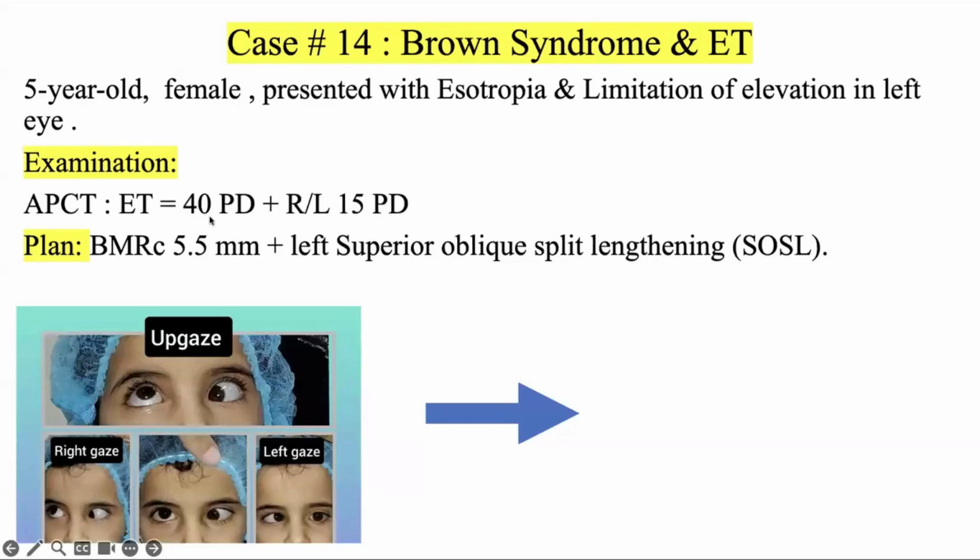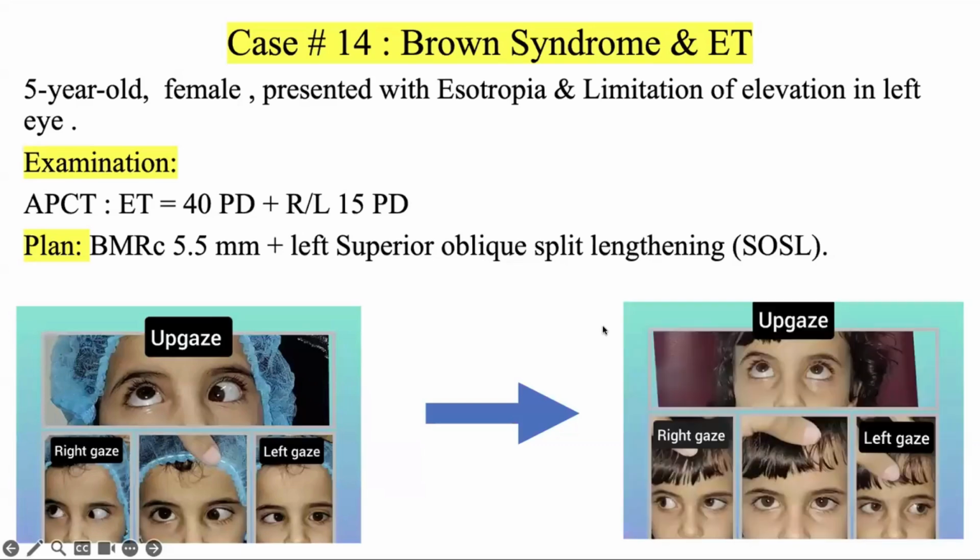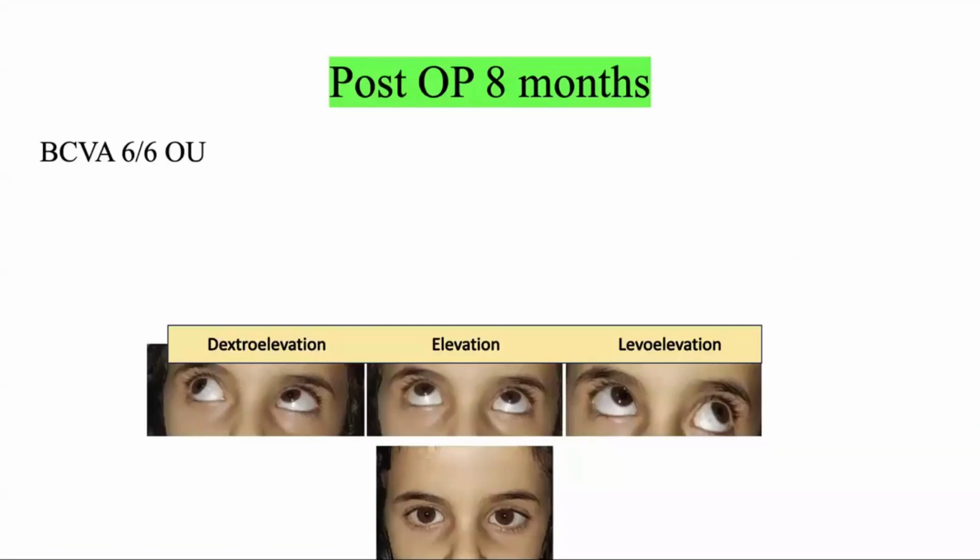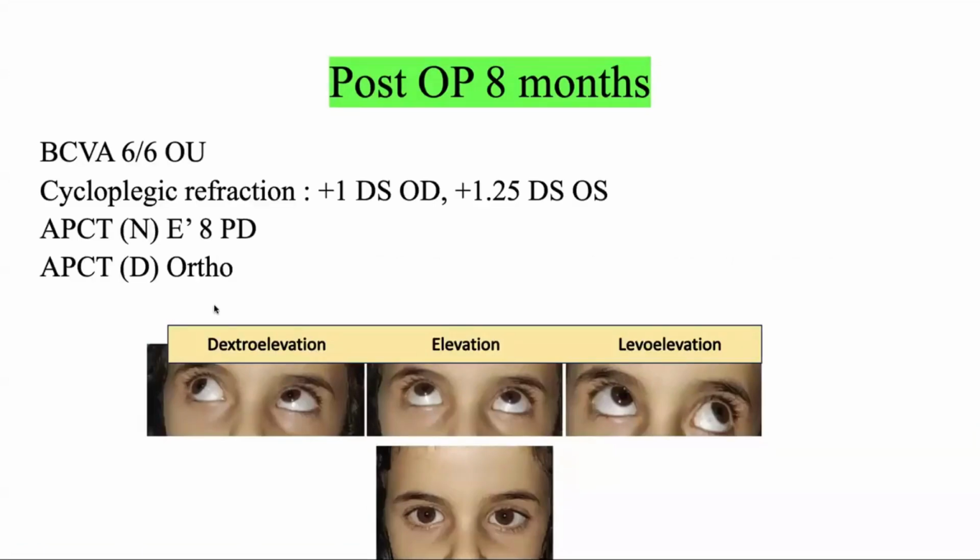So the patient had esotropia 40 prism diopter with hypotropia of 15 prism diopter in the left eye. So what I have done, bilateral MR recession 5.5 with left superior oblique split lengthening, where I did a Z myotomy of the superior oblique muscle. So that is a lengthening procedure that will relieve the Brown syndrome. Post-operatively, at 8 months, patient had only esophoria of 8 prism diopter at near, ortho at distance, and the elevation is totally normal in the left eye.